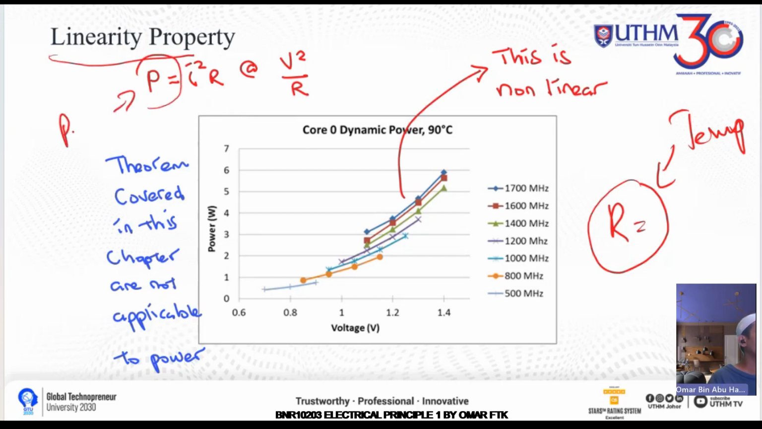P is the power. Power is not a linear property because you cannot get a straight line value for the power. It's always a curve value. So just for the voltage and the current only, we can consider the linearity of the property.